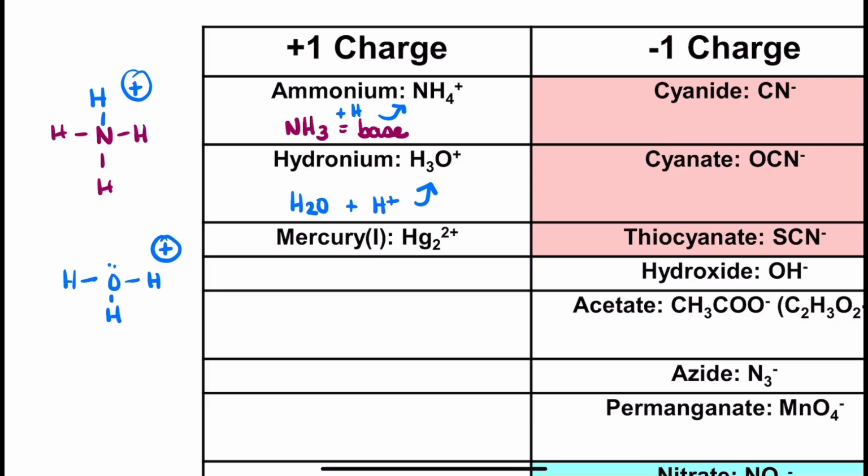You are not responsible for drawing these yet. Okay, that will come in a future chapter. But sometimes for some students, drawing them out helps them see the structure a little bit better. H3O plus. Mercury 1 is a polyatomic. It is mercury 1, so I have 2 mercuries here at a plus 2 charge. So each mercury is like the equivalent of having a plus 1 charge, but it is a polyatomic. So if I say mercury 1, I mean Hg2 2 plus.